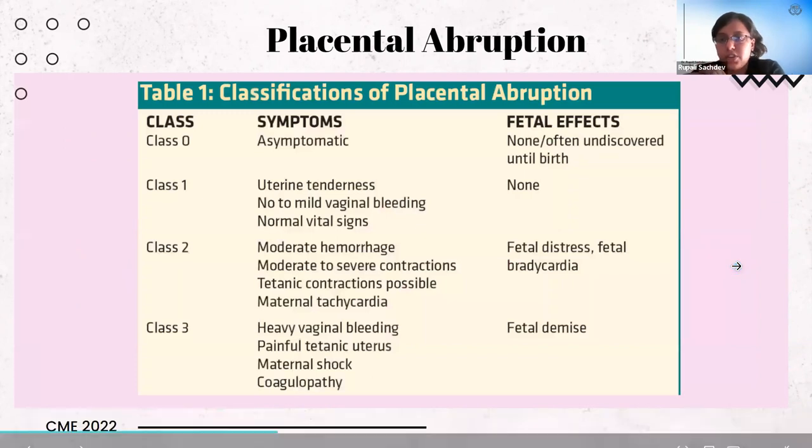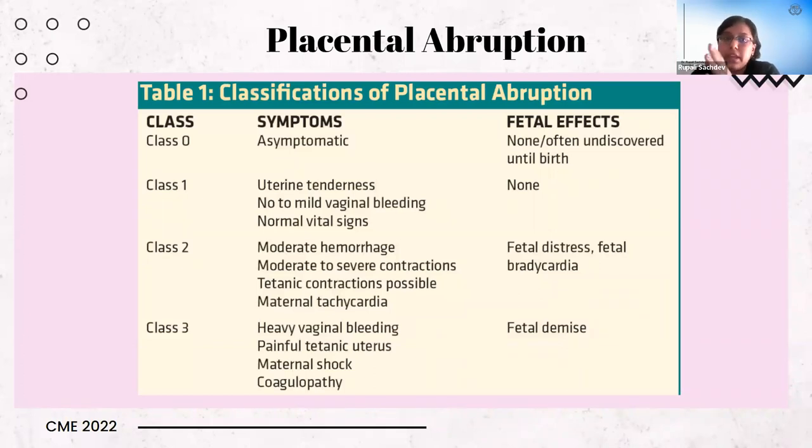Now, there is a classification of placental abruption. It can be 0, 1, 2, and 3. Class 0 is asymptomatic. You have no damage to the fetus, or you cannot discover it until after birth. Class 1, there is uterine tenderness and no or mild vaginal bleeding, and the vital signs are normal. There is no damage to the fetus. Class 2 is where you have moderate amount of hemorrhage and moderate to severe contractions, and there is maternal tachycardia. Also, the fetus starts going into distress and bradycardia.